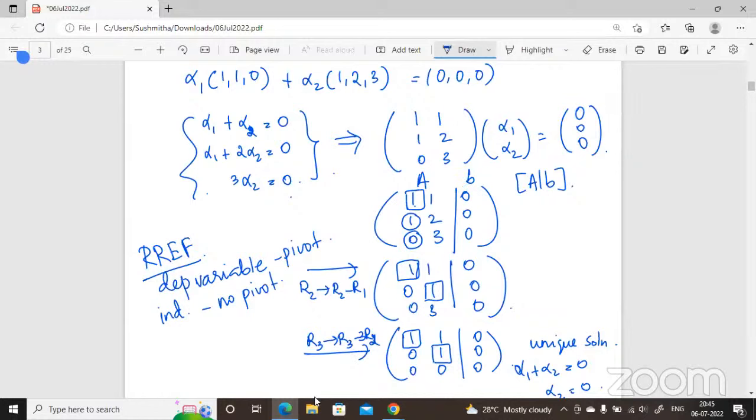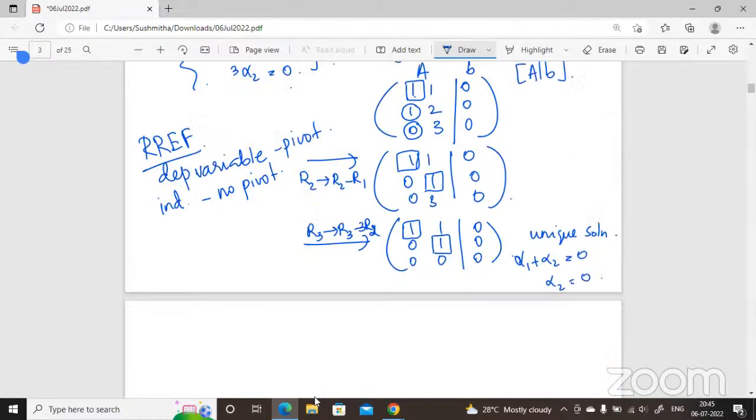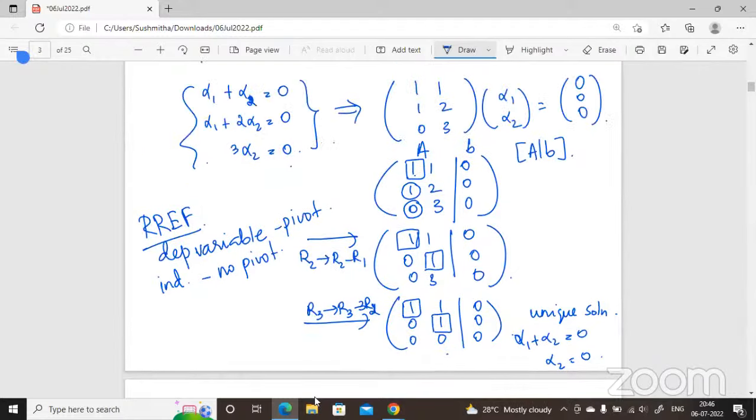Ma'am, suppose it is not a homogeneous system. Suppose it is formed like Ax equals b. In that case, suppose we want to reduce to row echelon form, then no, even then dependent and independent variables come from the A part, not from the B part. Okay, it comes from only the A part. Yeah, because when I talk about variables, the coefficients of variables come from A, not from B. Okay, madam.